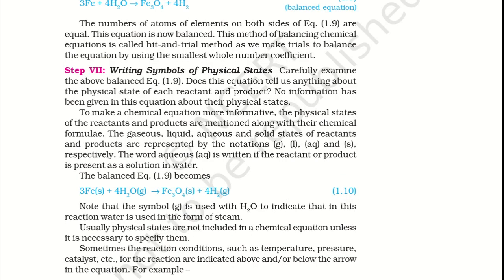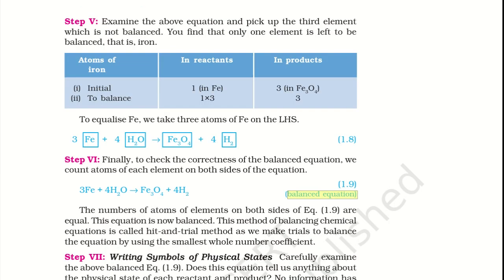The method that we have gone through to balance the chemical equation is known as the hit and trial method. So we make trials to balance the equation by using the smallest whole number coefficients. Now there are still more things that we need to keep in mind while writing a balanced chemical equation.